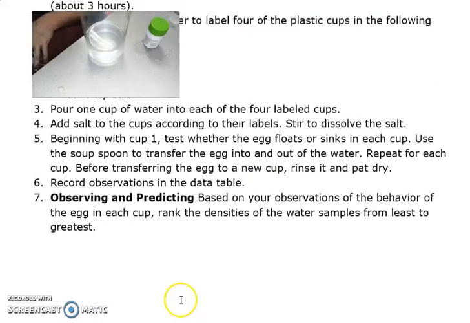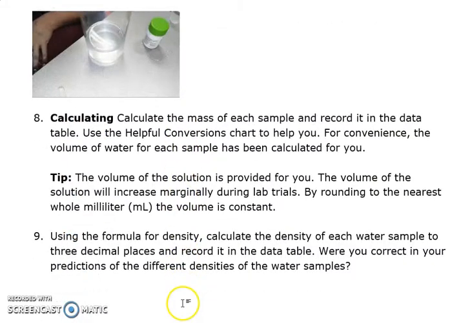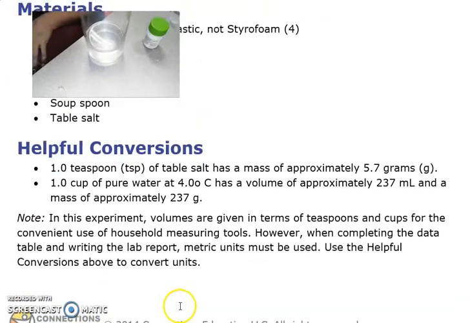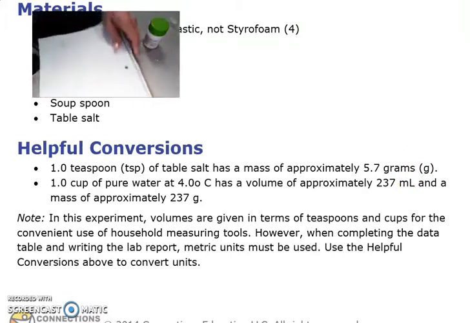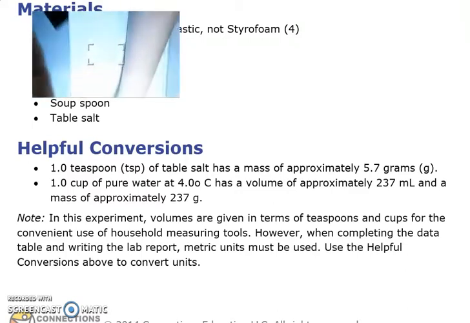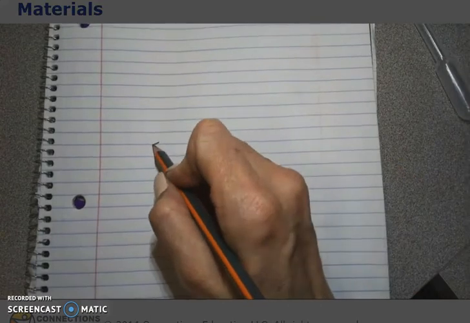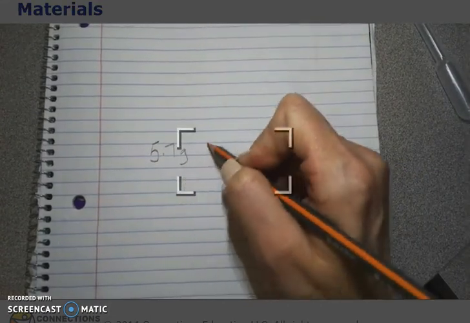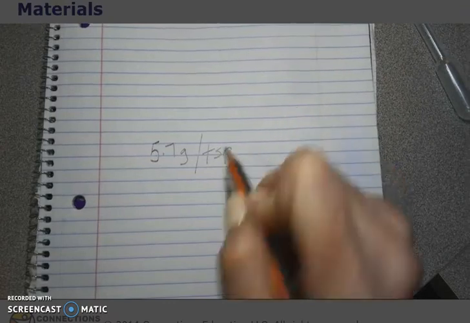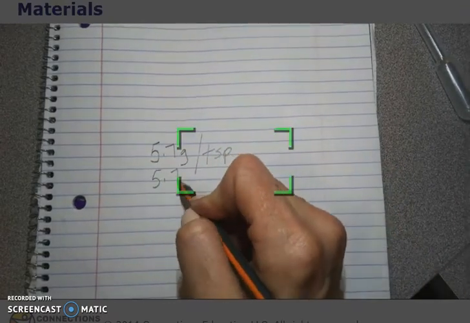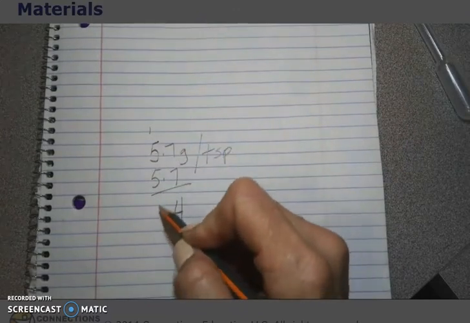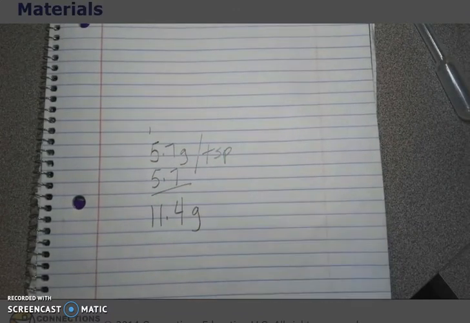Each teaspoon, according to the directions, is going to have a mass of 5.7 grams per teaspoon. So let's do a little math here, okay? If it's 5.7 grams per teaspoon, and I have 2 of them, it's 11.4 grams of salt.